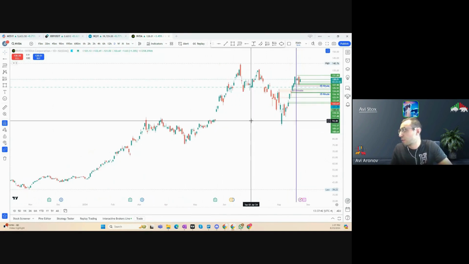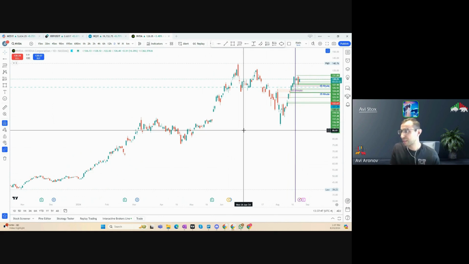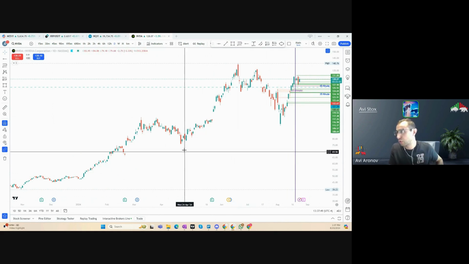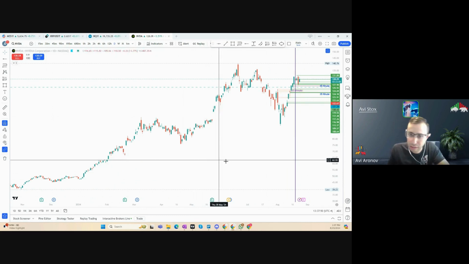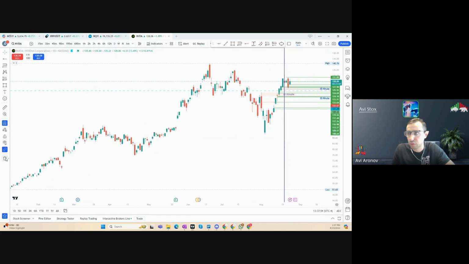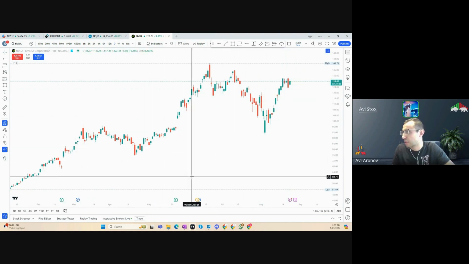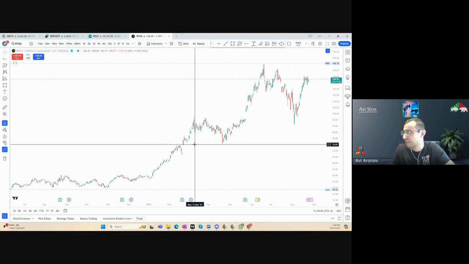Okay, so we are going to start and speak about Nvidia for the highest possibility of a new swing low for an entry higher. What I'm going to do is remove all of my drawings to start fresh with my analysis here.